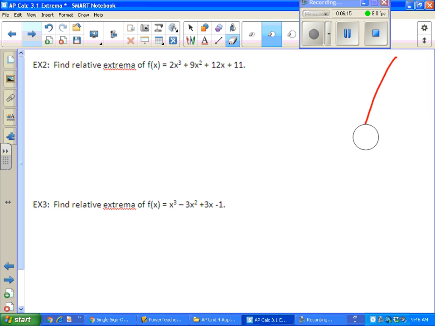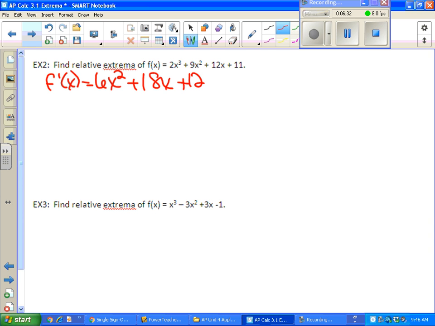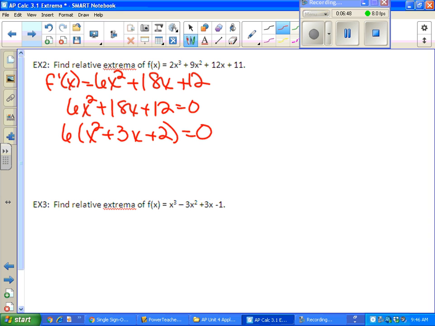All right, so what do I do first? Take a look at your steps. Take the derivative of your function. So, take the derivative of my function f. Now what? Set it equal to 0. I'm going to factor out 6. Oh, made it a lot easier, didn't it?